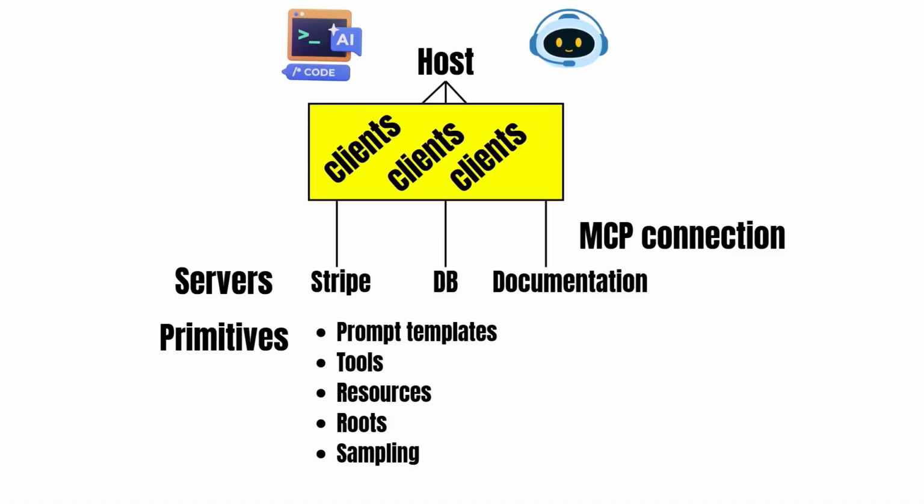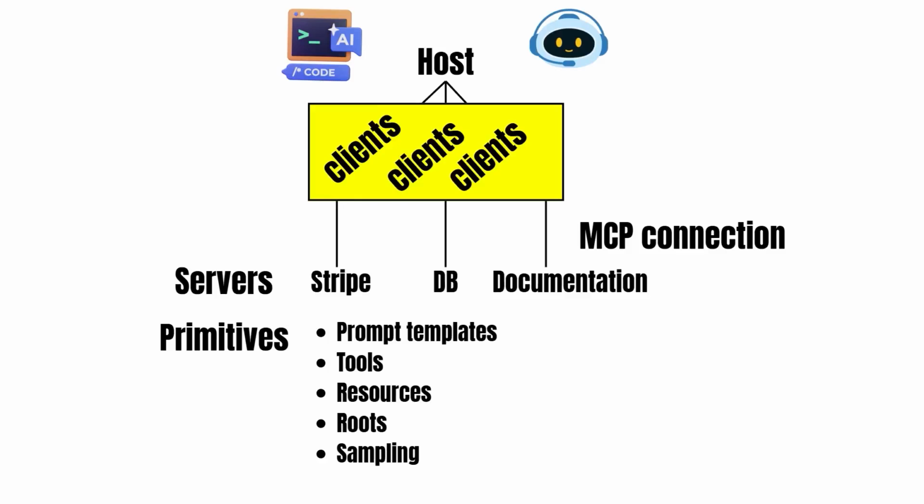Then these clients are going to connect to servers, and this is going to be through the MCP connection. So the MCP connection is, let's say, the USB-C cable, and you're going to connect to Stripe, to a database, to some kind of documentation. And over here, you can have prompt templates, tools, resources, roots, and sampling. The primitives here, for instance the prompt templates, are text snippets or templates that the server can inject into the model's context to guide the behavior.